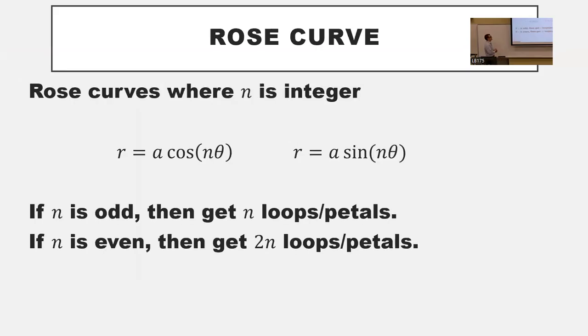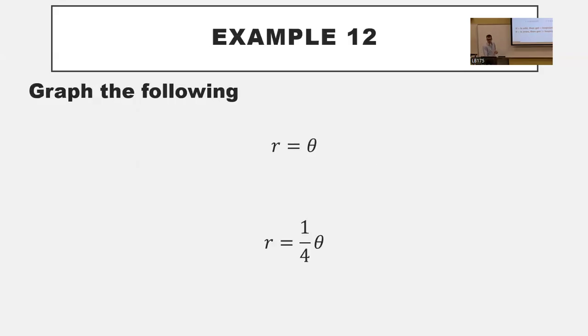So there you go. That's a rose curve, where n is an integer. So if we have an integer in front of my angle, cosine of n theta or sine of n theta: if n is odd, then we get n loops or n petals. If n is even, then we get double that number of petals or loops. Again, these are called rose curves. We'll graph a couple of these.